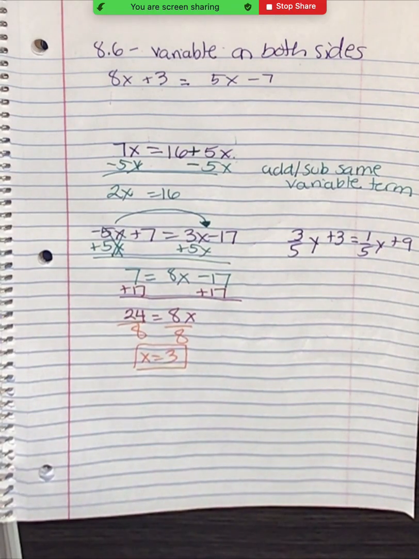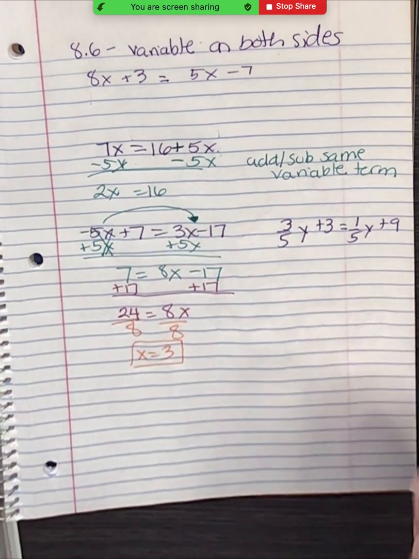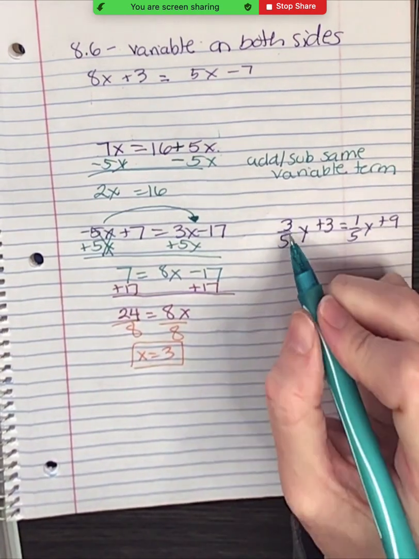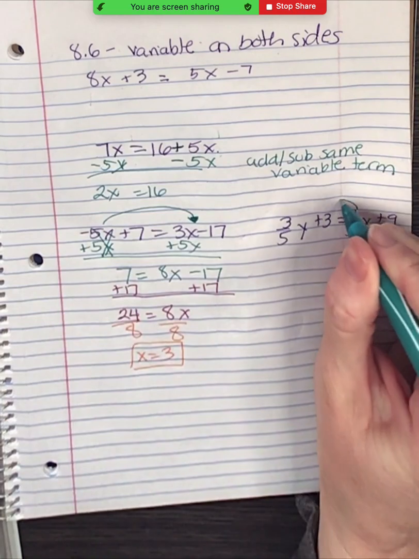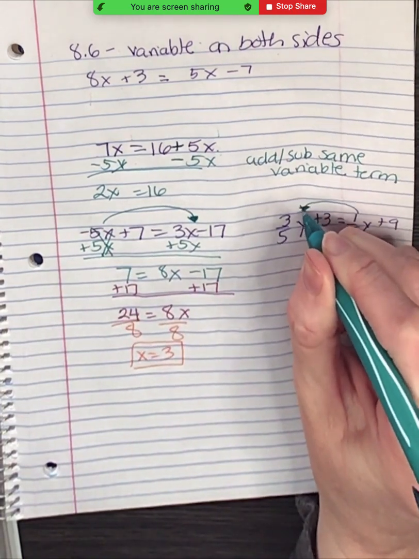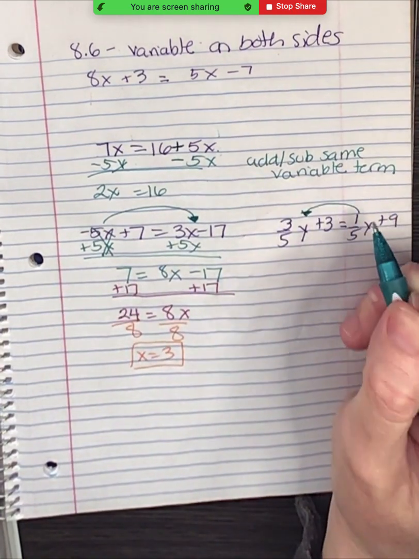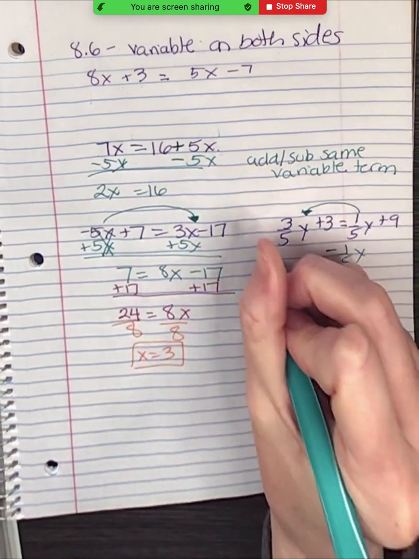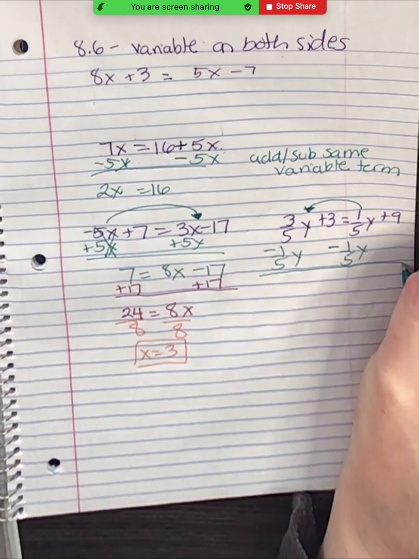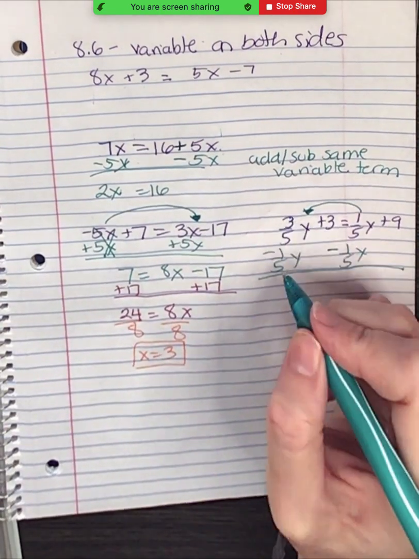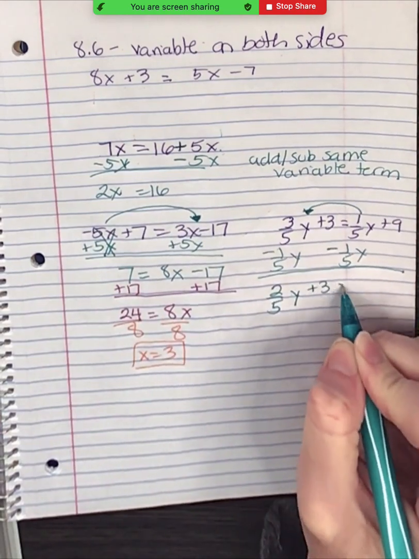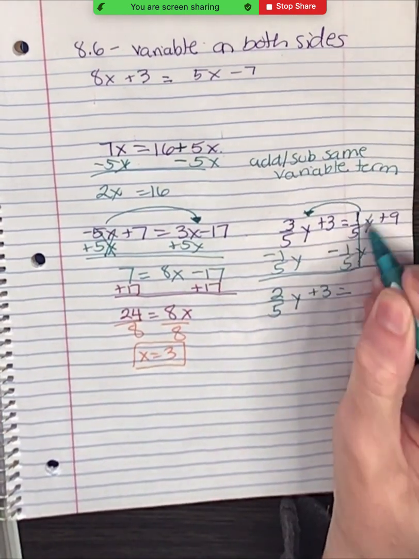Okay. This next one, right, I have y's on both sides. So this one's bigger, so I want to move this one to the left. Okay, so 1/5 y, so the opposite would be to subtract it because it's a positive. So I'm subtracting 1/5 y from both sides. Well, 3/5 minus 1/5 is 2/5 y plus 3. Cancels here, so I get 9.